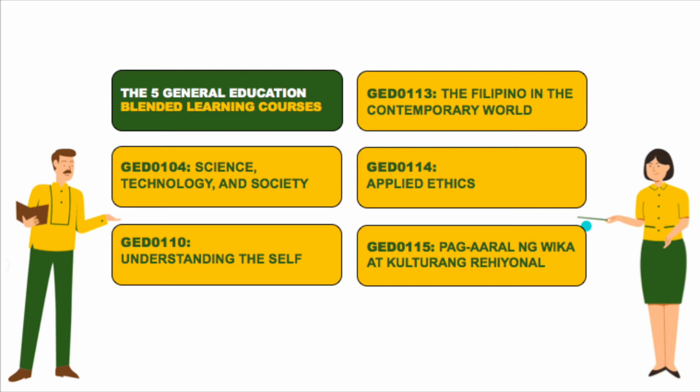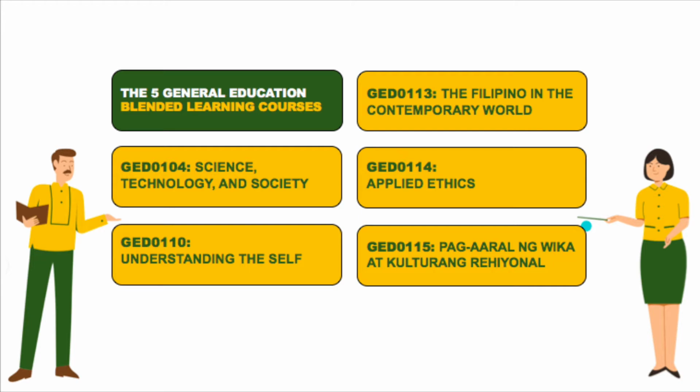First one, we have the GED 104, or also called Science, Technology, and Society. Second, we have GED 110, Understanding the Self. The third blended learning course is GED 113, The Filipino in the Contemporary World. And then the fourth is GED 114, Applied Ethics. And the last is GED 115, which is Pag-aaral ng Wika at Kulturang Regional. So these are the 5 blended learning courses in FEU.